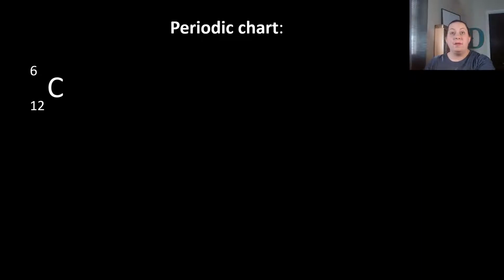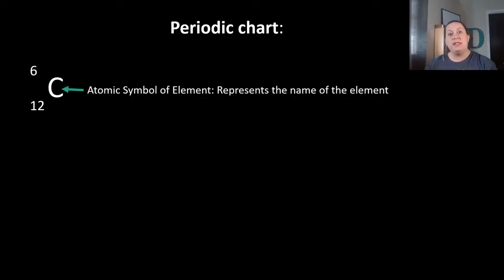All right, so let's look at the periodic table or chart here. When you see on the periodic table, there are these little boxes, and inside those boxes, there's some information. The first set of information we want to look at is the letter. This letter right here, and sometimes it's 2 letters, but this is the abbreviation. This is known as the atomic symbol of the element. It represents the element's name. In this case, it's a C, and this represents carbon.